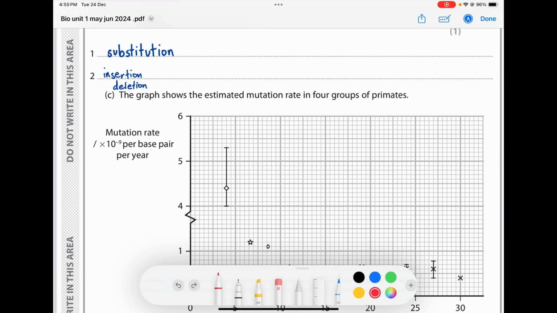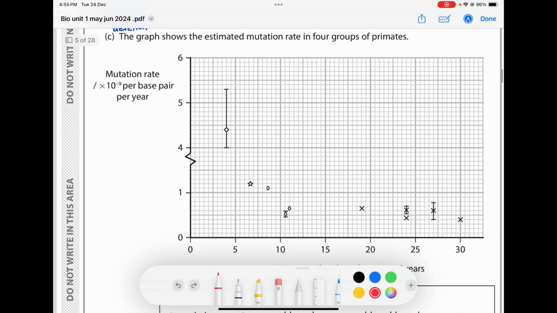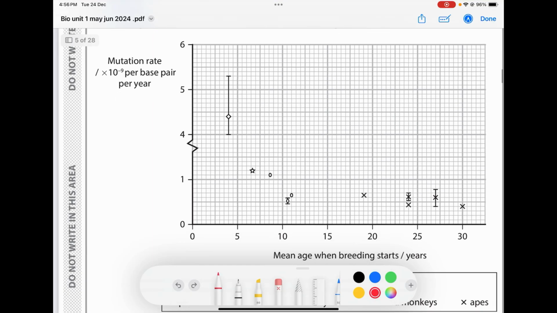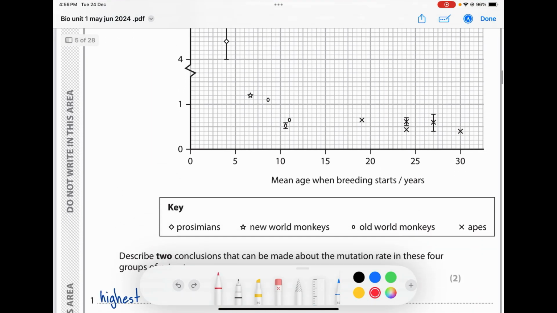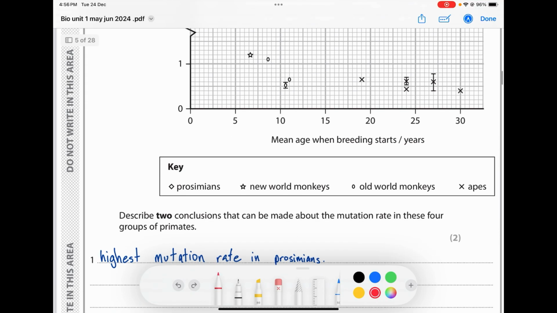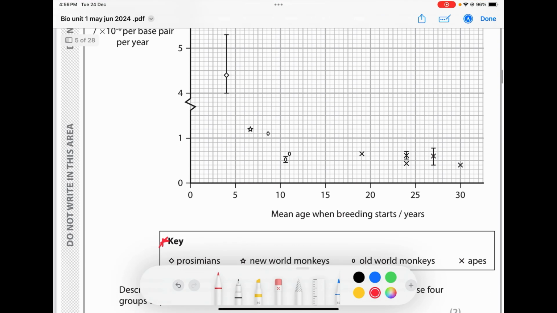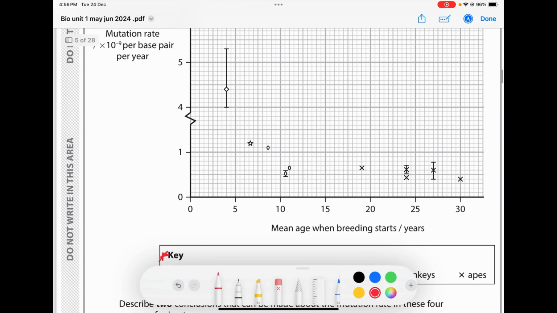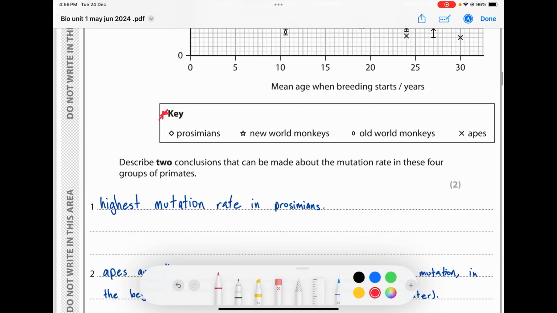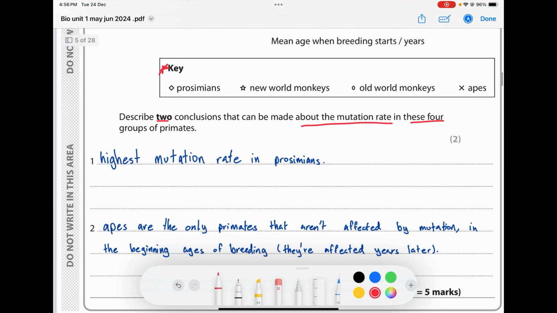The graph shows the estimated mutation rate in 4 groups of primates. Okay, we have over here mutation rate per base pair, and we have the mean age when breeding starts. We have a key right over here to explain what's going on and which data represents what animal. They're asking us to describe 2 conclusions that can be made about the mutation rate in these 4 groups.